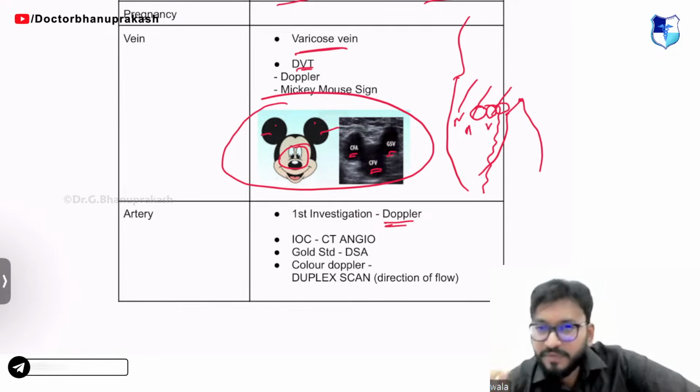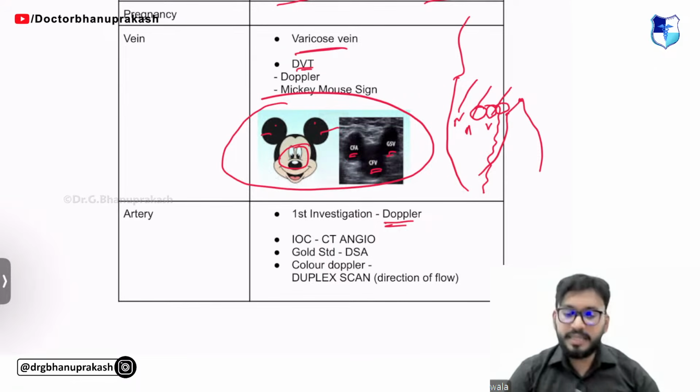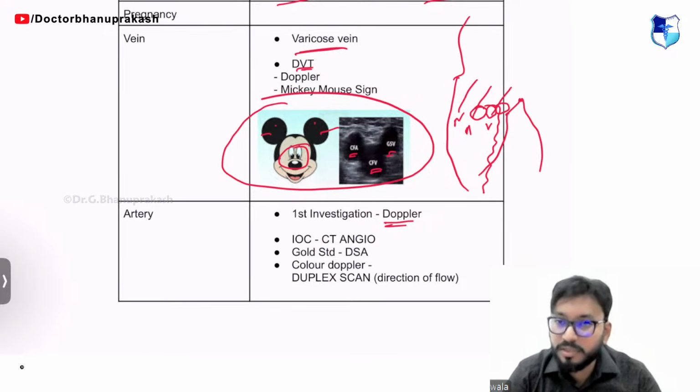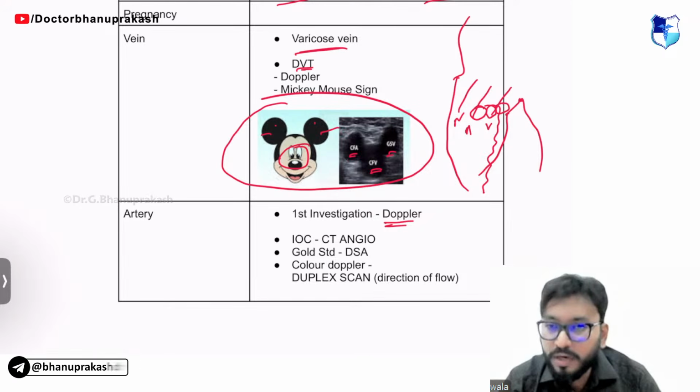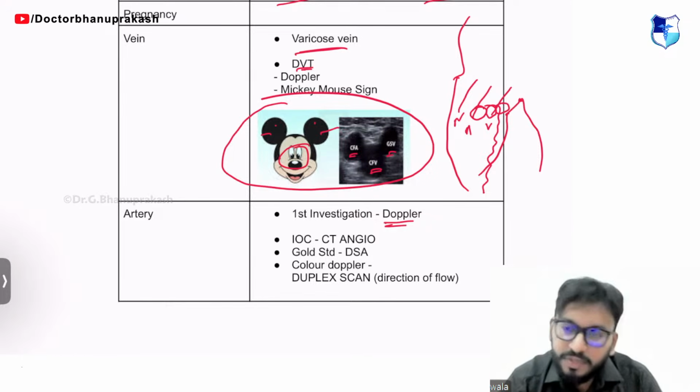So the first investigation in any arterial disorder, guys, for example, let's take thromboangiitis obliterans or Buerger's disease, commonly seen in smokers in the lower limbs, right? We get claudication. You've read this in surgery, right? Claudication in Buerger's disease. What is the first investigation you do? First investigation you do is a Doppler.